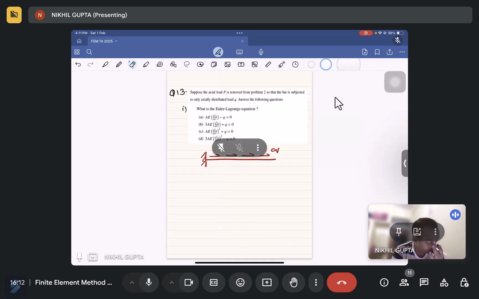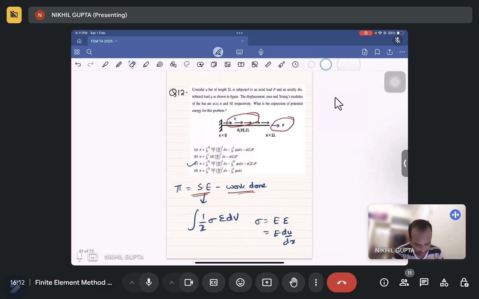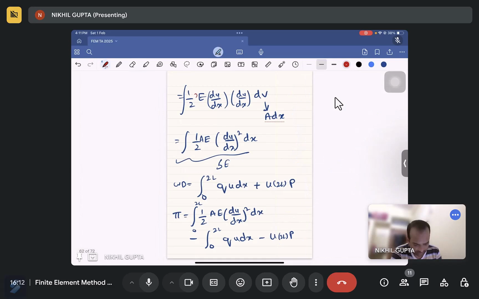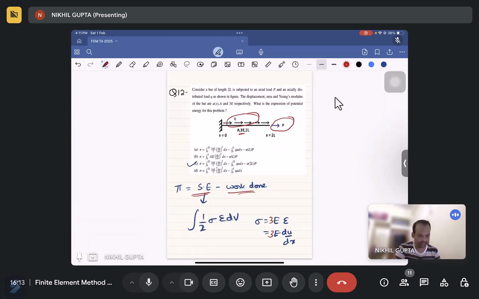So 3A, how have we found this? It should be 3 here. I made a little mistake in this question, that E is given as 3E. So wherever it was E, it will be 3E here, here, here, and here. That's why the question's 3AE by 2 is coming.